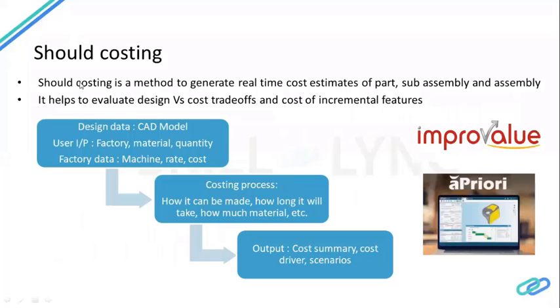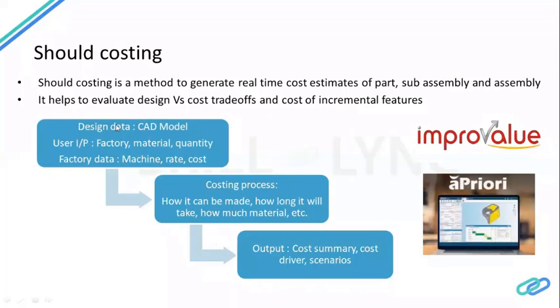Now, should costing. What is should costing? Should costing is a method in which you can generate the real-time cost, or predict what should be the ideal cost of a part, a sub-assembly, or any assembly as well. Basically, should costing helps you to evaluate the design: what is the part versus what is the cost of that product or design. It also helps to estimate the cost of incremental features. I will explain what I mean by that in the next slide.